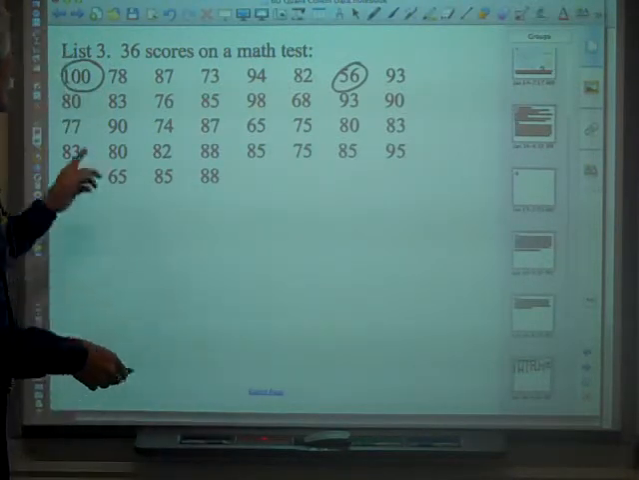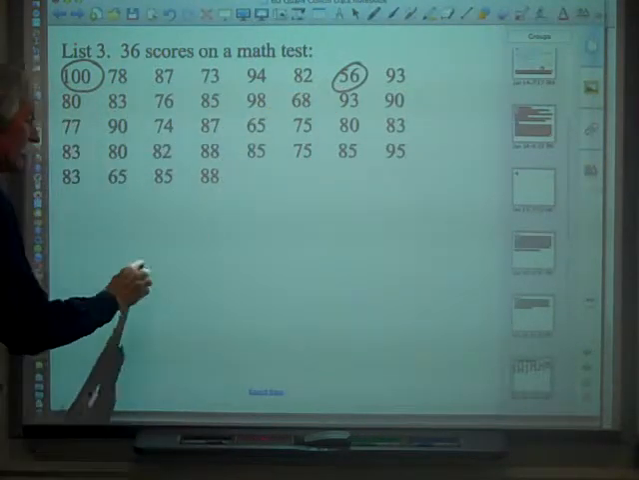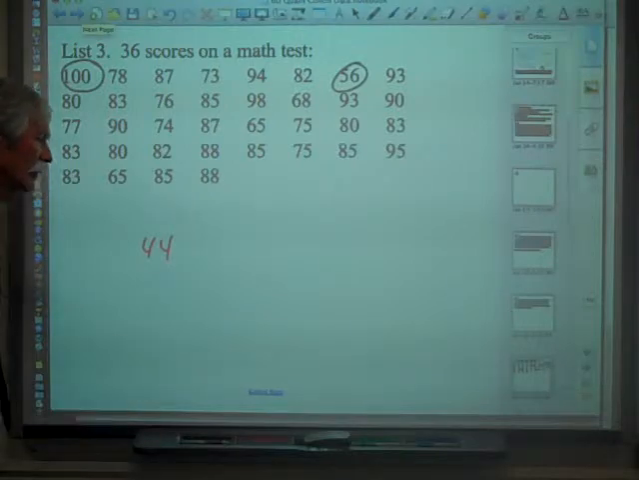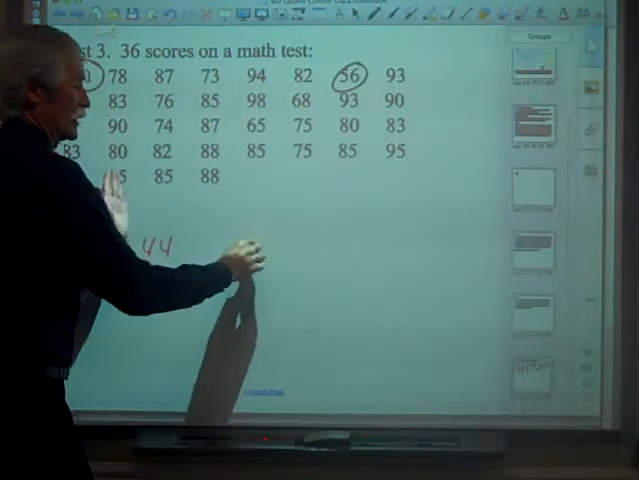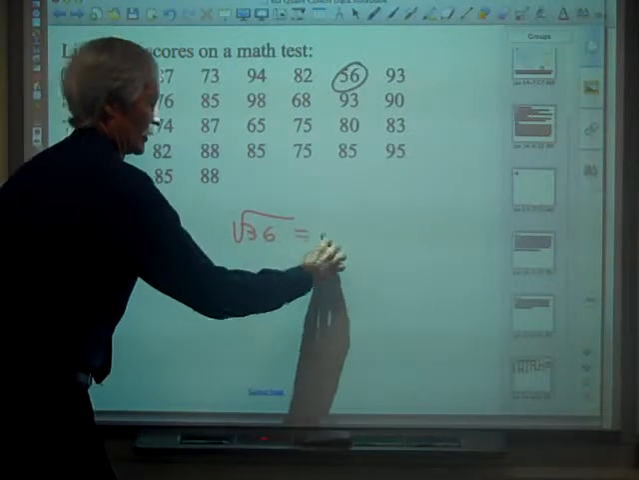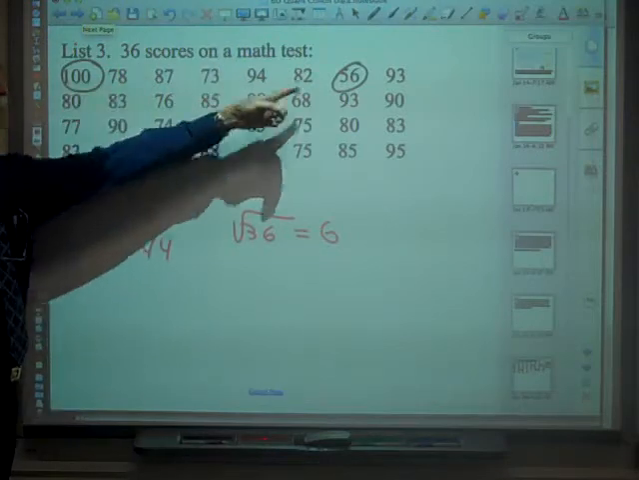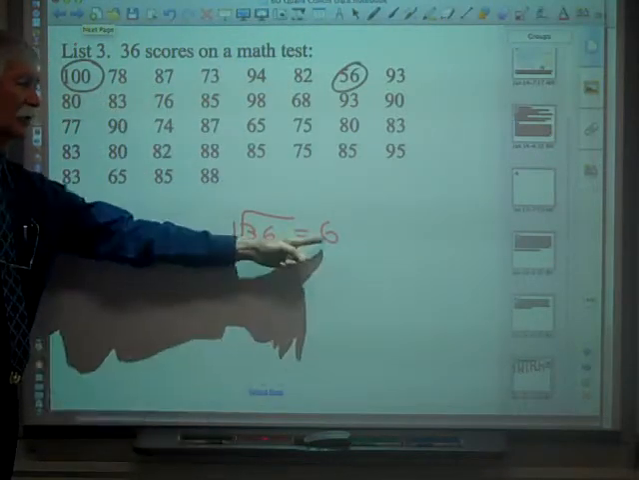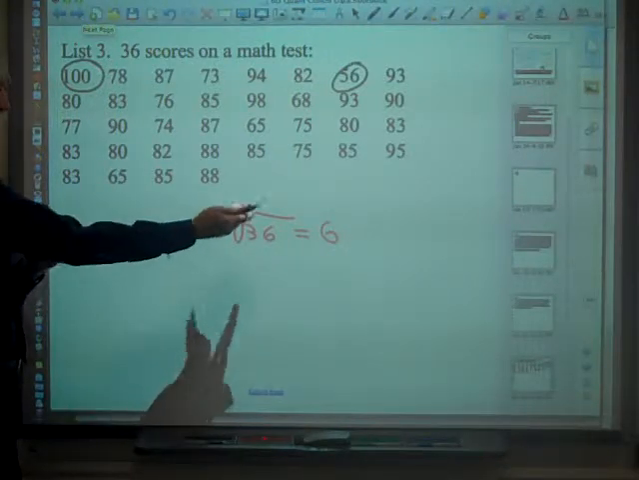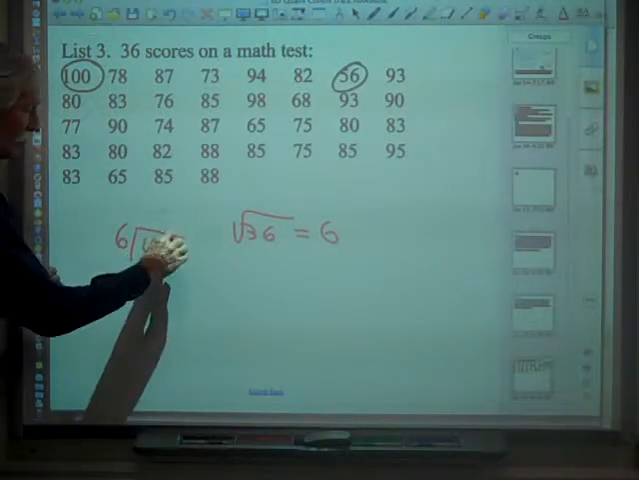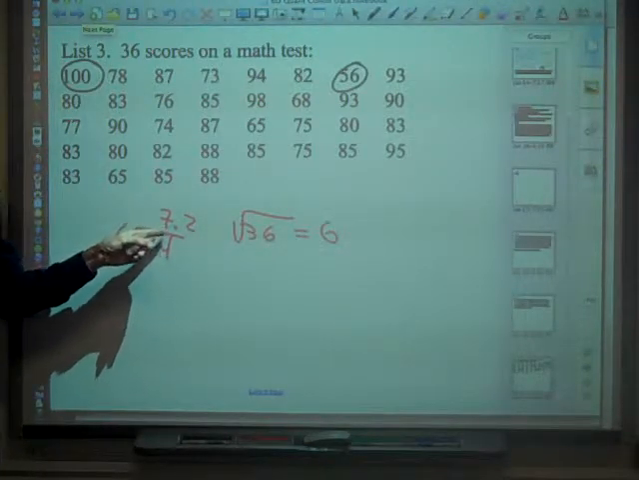minute. So if you see how big the gap is to go from 100 down to 56, it's 44. And how many groups do we need if there are 36 data points? The square root of 36 is 6. So we need to cut this size gap into 6 little groups. How do you cut this gap into 6 little groups? They need to be of size 7.